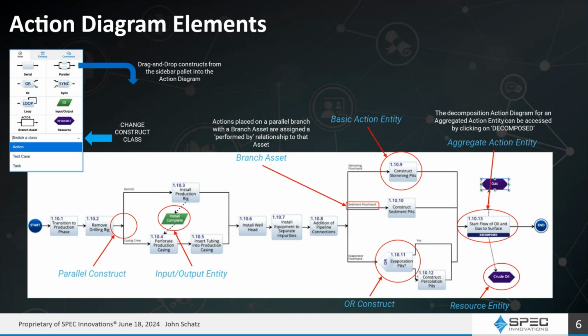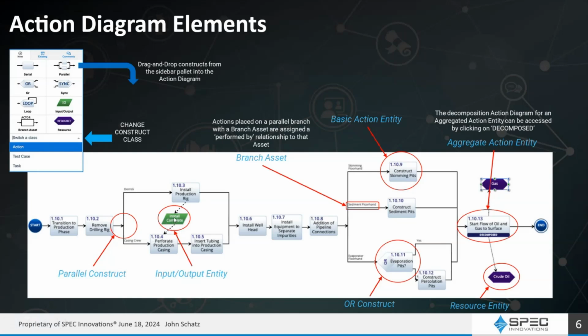So when we build action diagrams, we have a palette. It's contained in the sidebar on the left. That contains a bunch of elements that we can drag and drop right onto our screen. So I'm just going to go through a few of these elements. You can see here, this is a parallel construct. It's got more than one branch. We are able to add branches. The initial drop will put 2 branches on there.